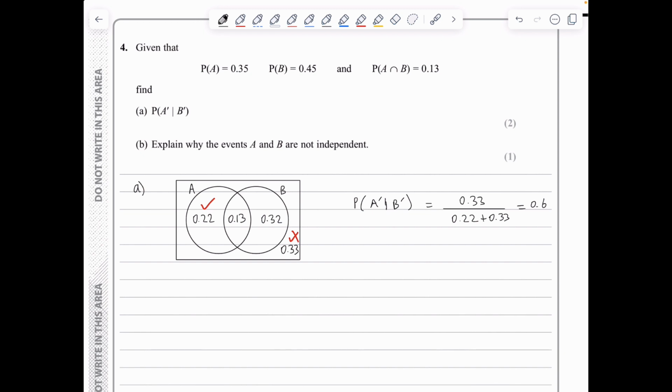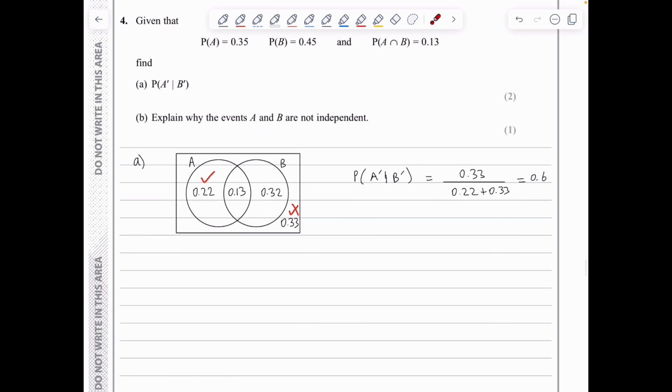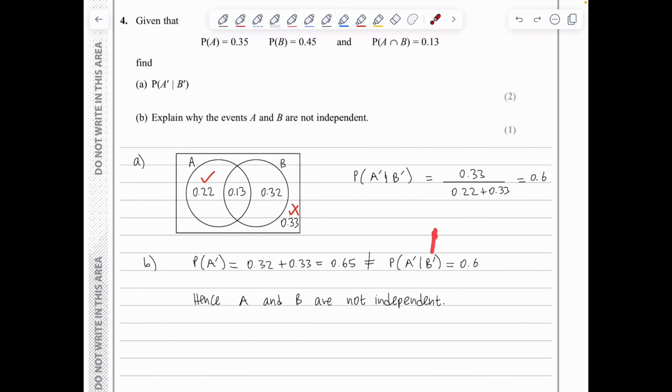We are then told to explain why the events A and B are not independent. So what we could have said is that the probability of A dash, so the probability I'm outside of A, is the 0.32 plus the 0.33, which gives an answer of 0.65, which is not equal to the probability of A dash given B dash, which is equal to 0.6. Since these two are not equal, we conclude that A and B are not independent, because if they were independent, then the occurrence of B dash would not have changed the probability of A dash happening, and therefore these two would have been the same.